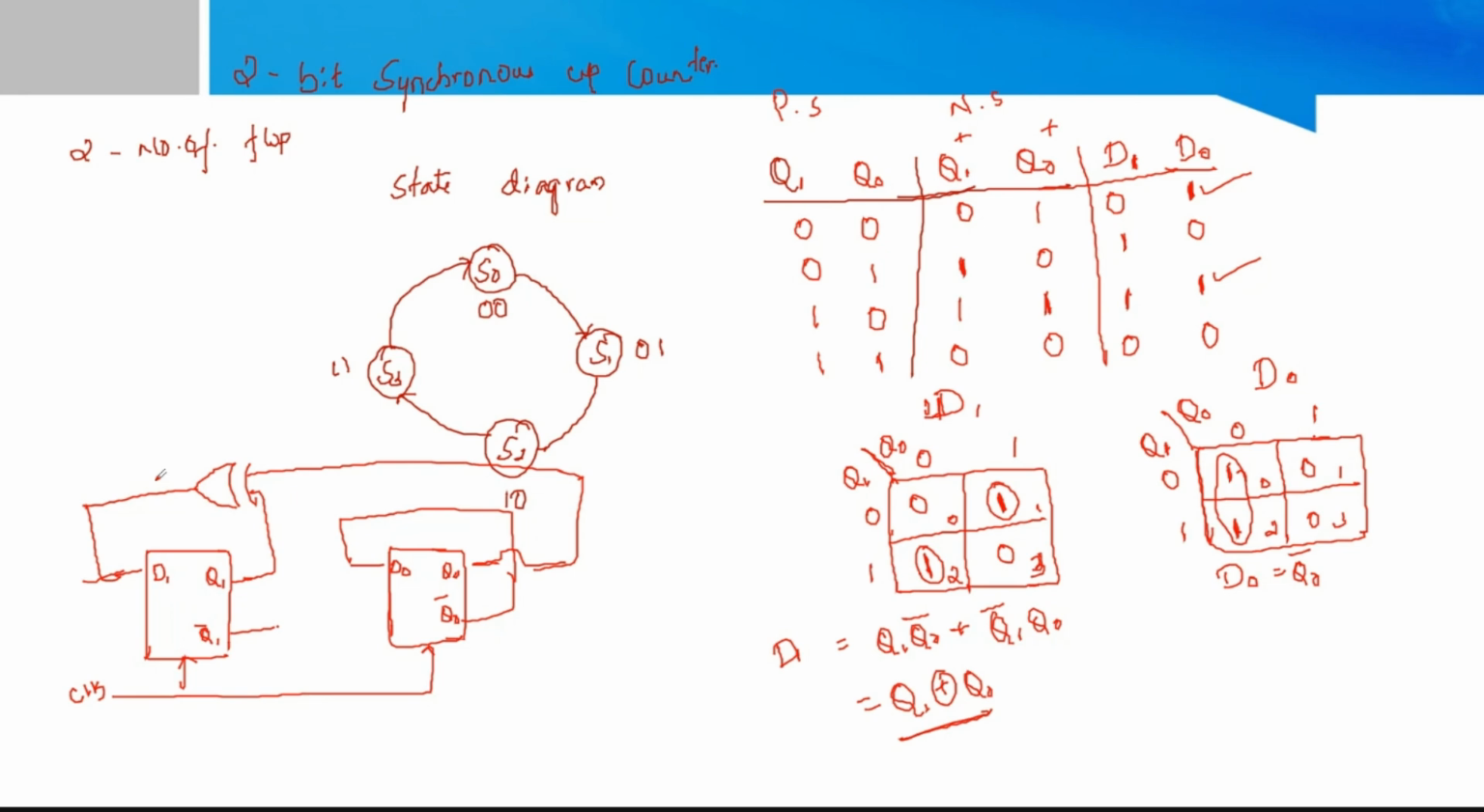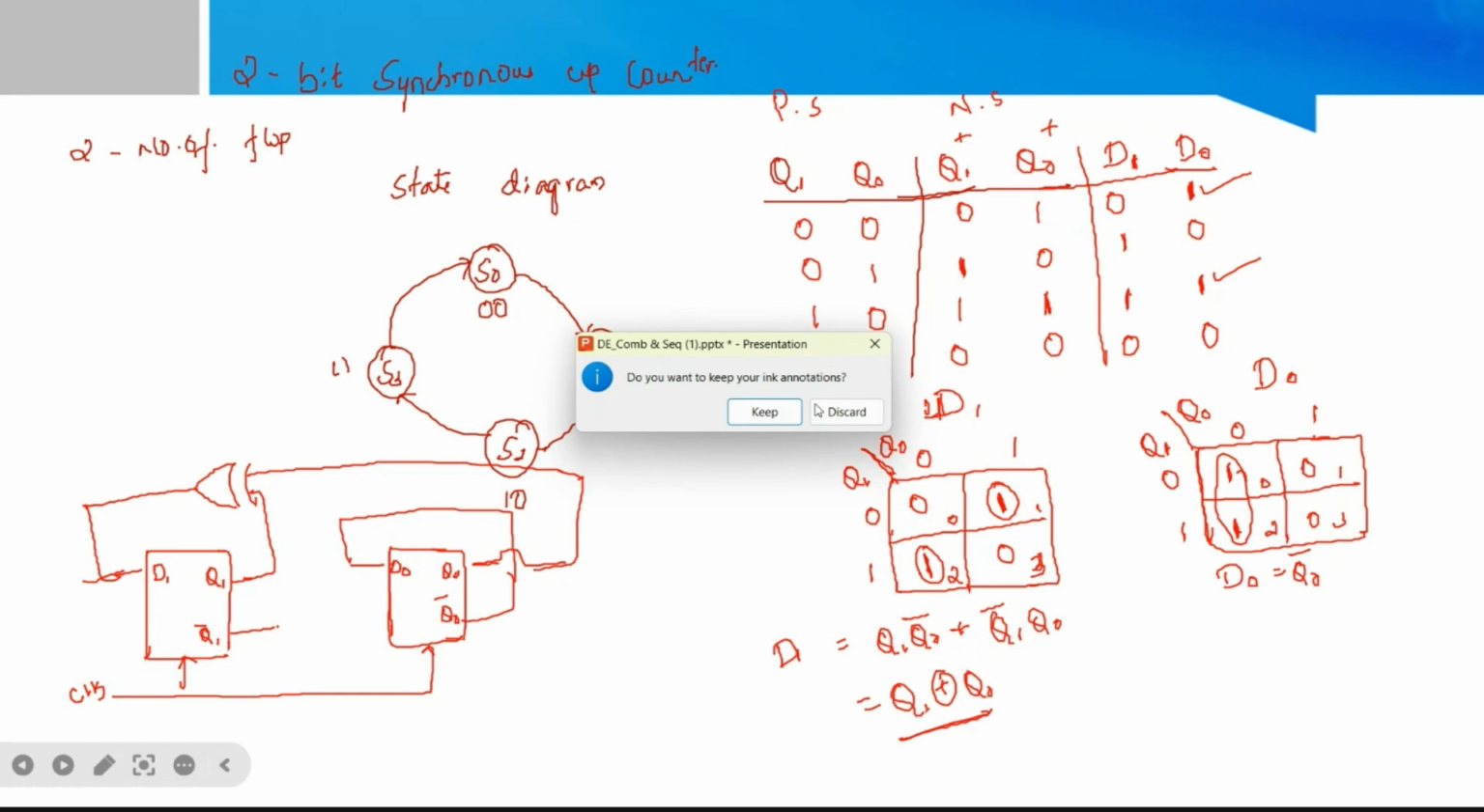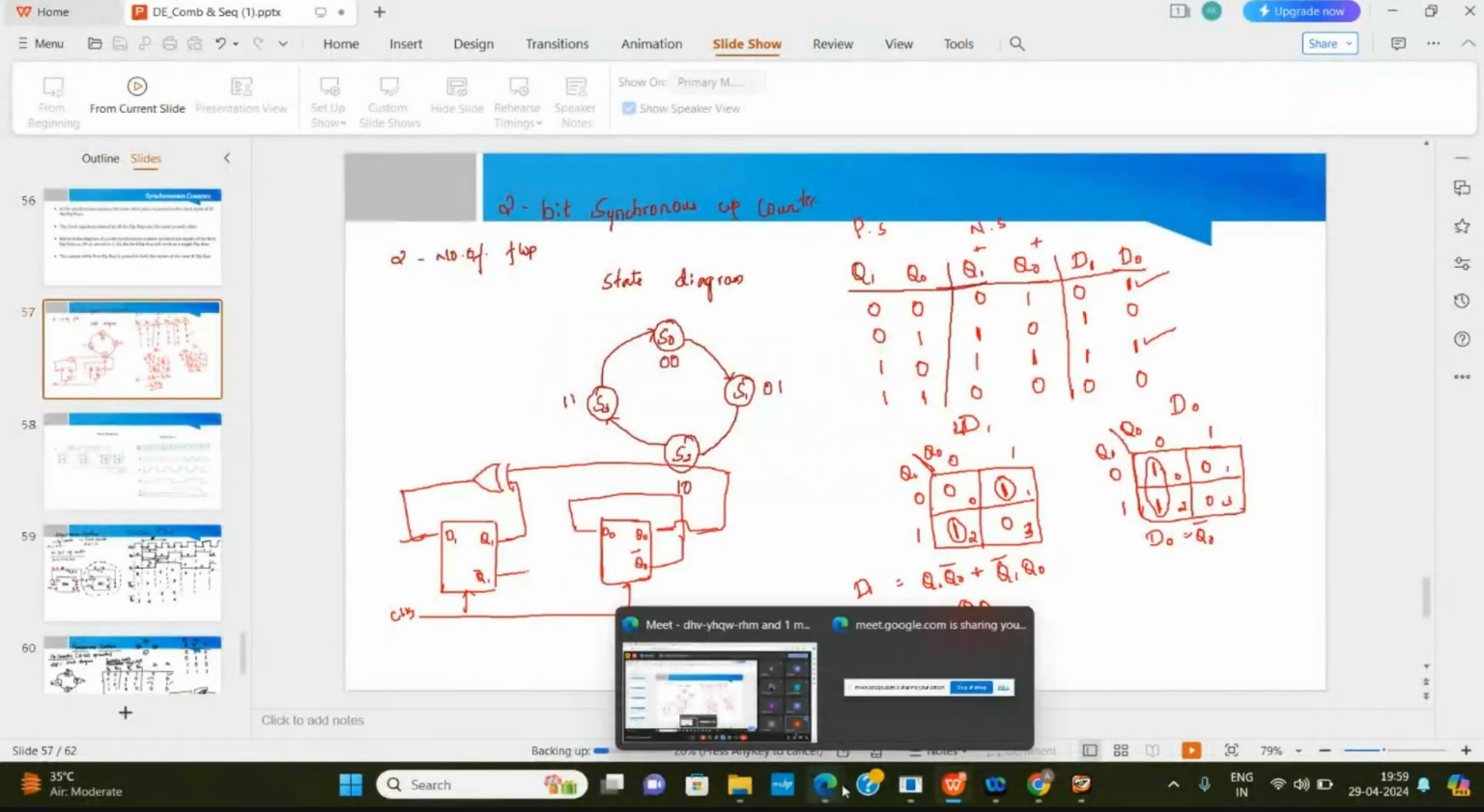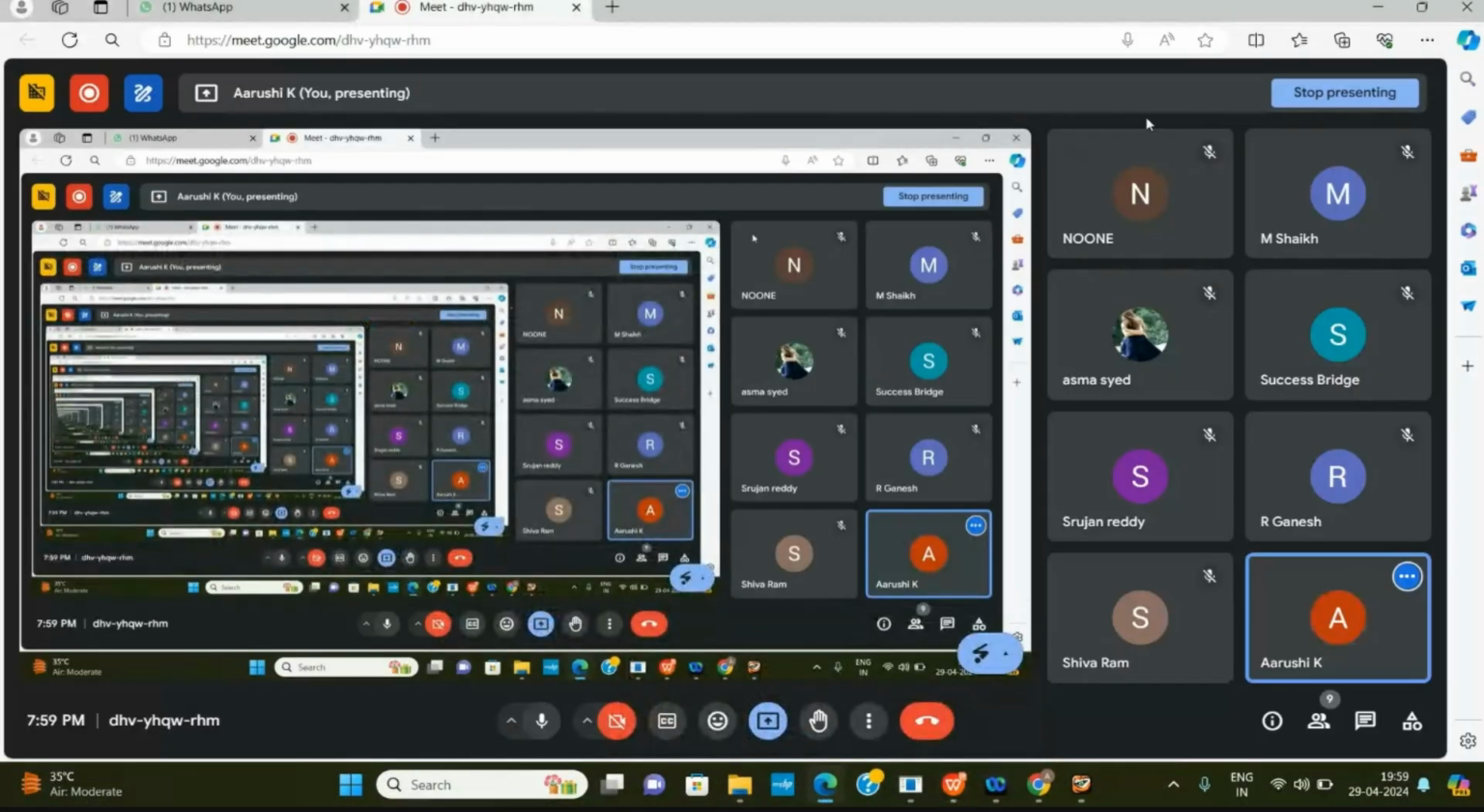Are you guys there? Taking Q and Q0 is 1. State diagram. Leave about the excitation table. State diagram for the down counters. Able to see you guys. Yeah. What will be the state diagram?